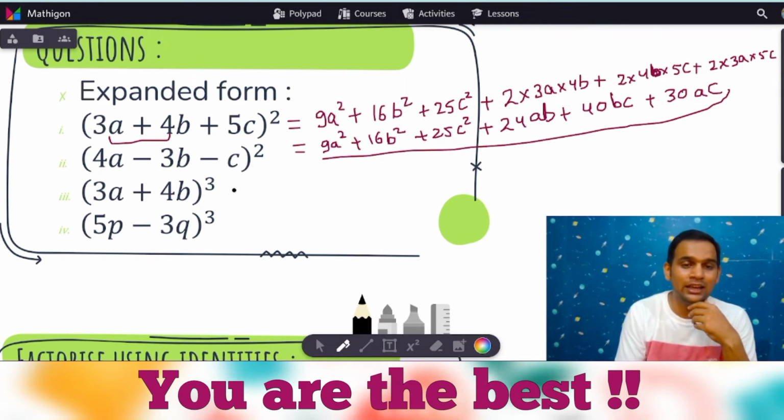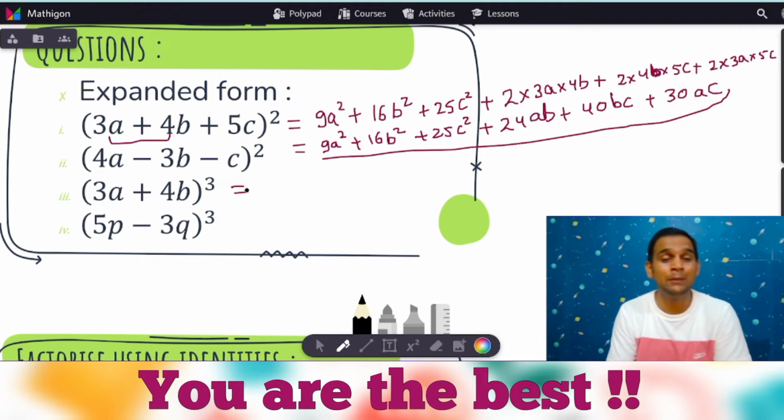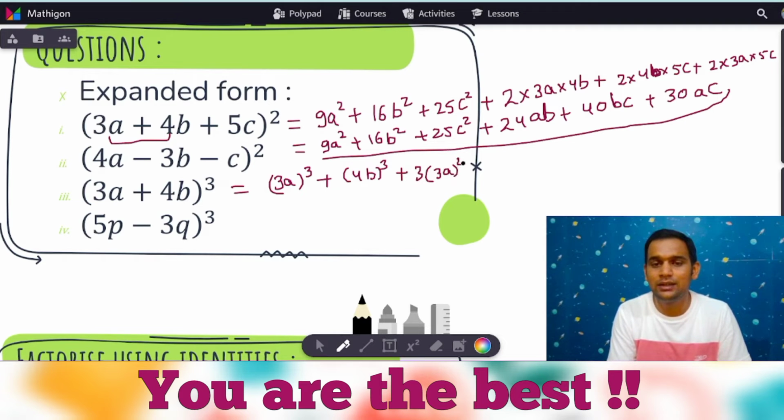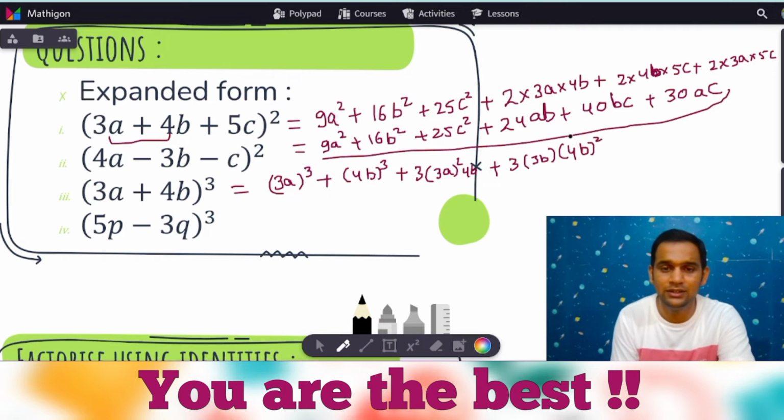Now, similarly, you can expand this (a plus b) the whole cube. Now, how does the formula go? a cubed plus b cubed plus 3a square b plus 3ab squared, right? So again, 3a to the whole cubed plus 4b to the whole cubed plus 3 times 3a squared times 4b plus 3 times 3a and 4b squared. I hope that makes a lot of sense.